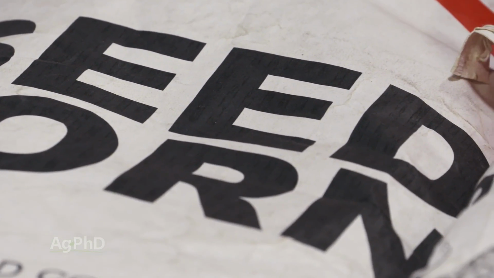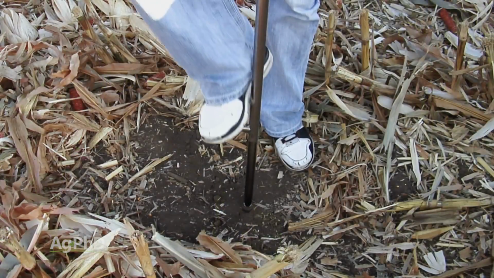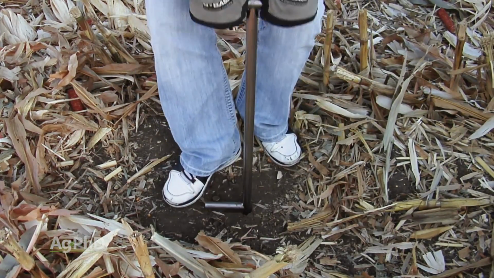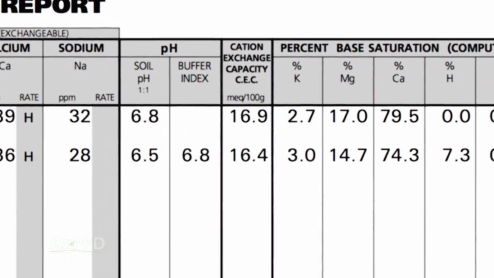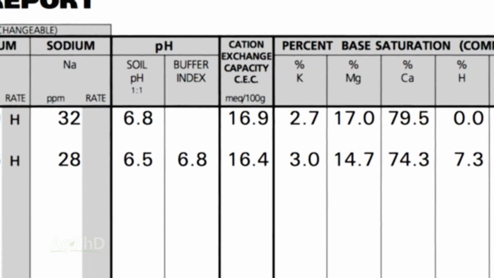Okay, so that is an important conversation, but what I think is even more important is soil testing. And one of the things we want you to look at all the time on your soil test is cation exchange capacity, or CEC for short. We'll tell you why it's so important today.